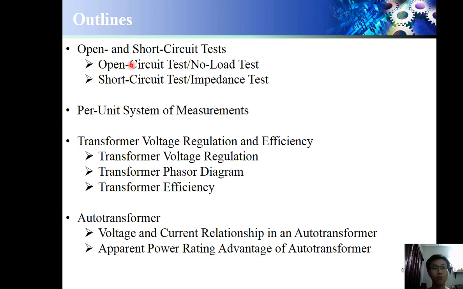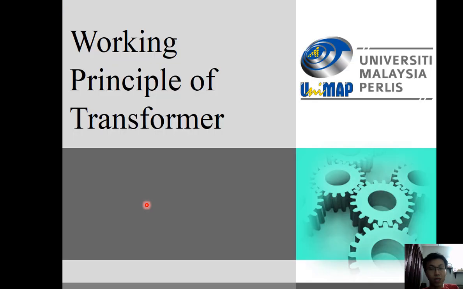We also cover the open and the short circuit tests. Open circuit test is a no load test. Short circuit test is an impedance test. And then we have a per unit system of measurements. We also cover the transformer voltage regulation and efficiency, phasor diagram, and efficiency. And then the last part will be the auto transformer, voltage current relationship in an auto transformer, and apparent power rating advantage of an auto transformer.